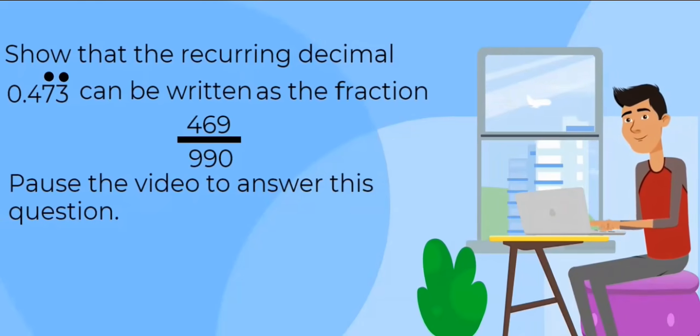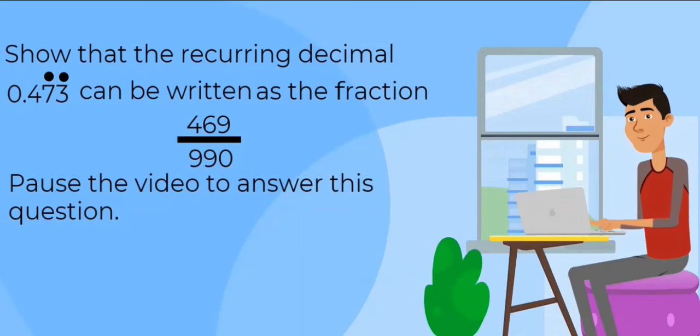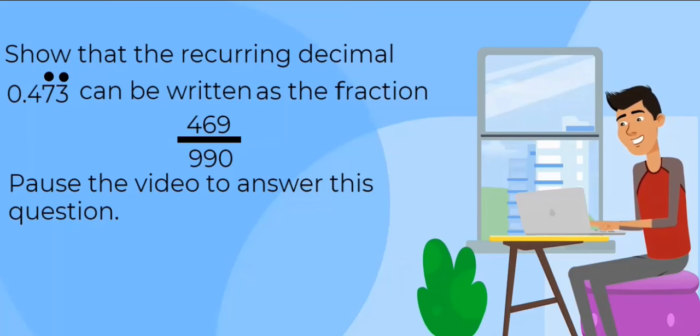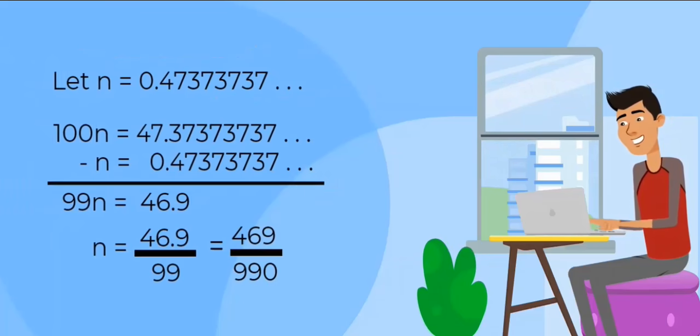Show that the recurring decimal 0.473 can be written as the fraction 469 over 990. Pause the video to answer this question. Here's the working out.